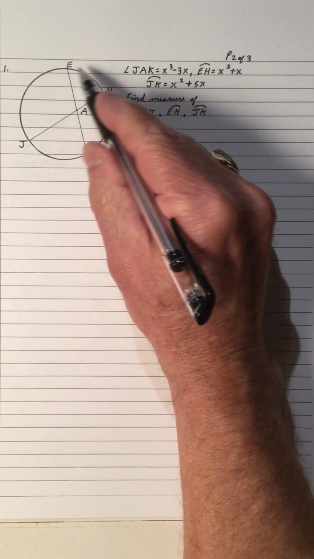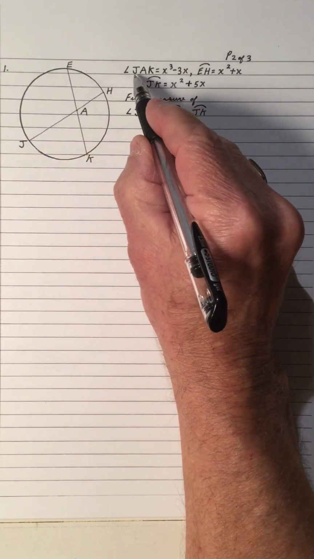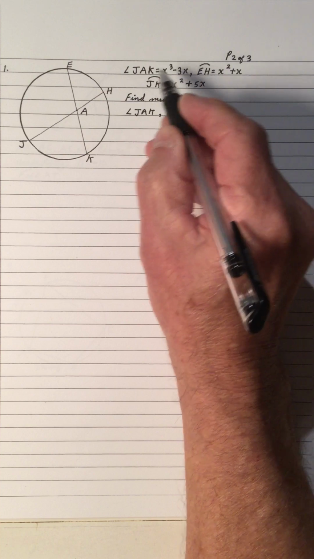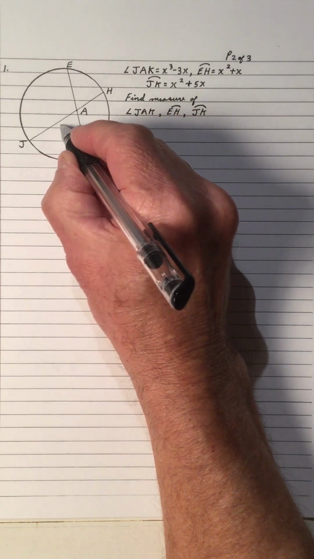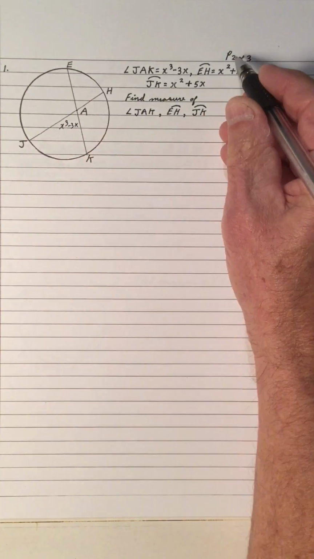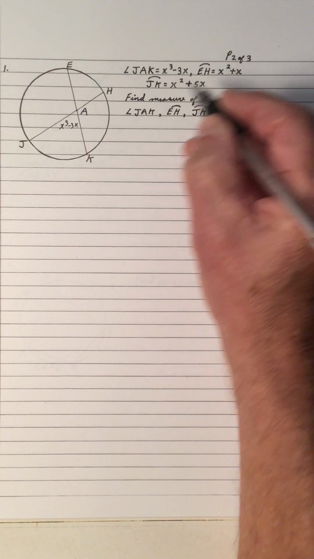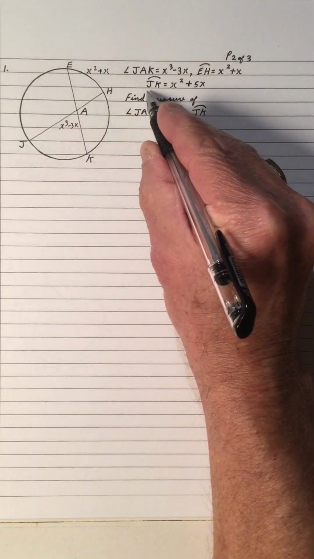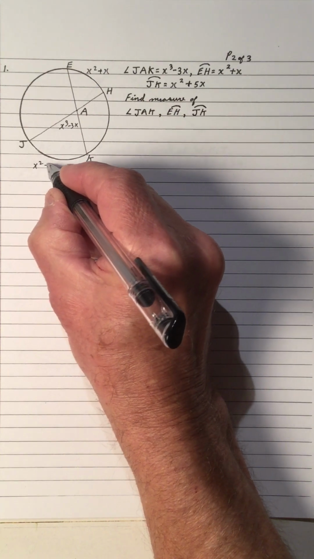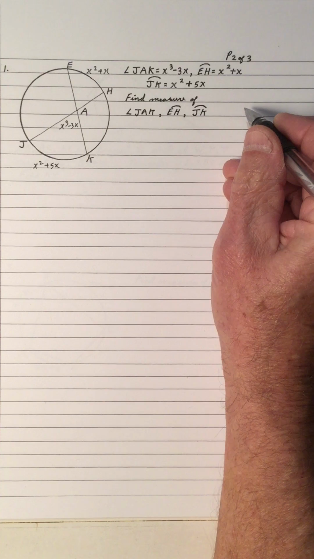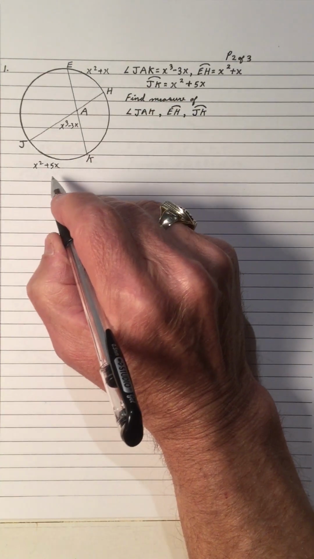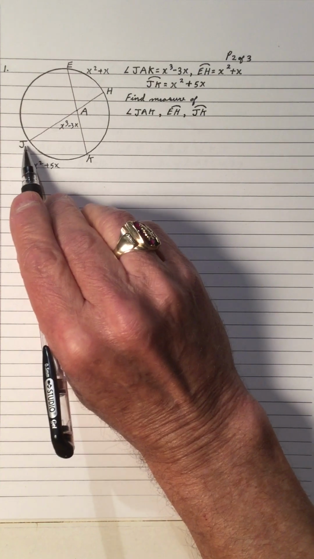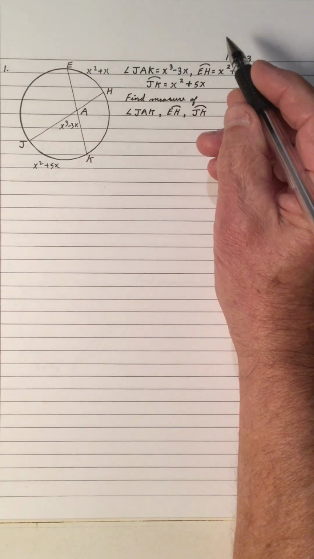Number 1, we have a circle with two chords intersecting at A. It says that angle JAK is x cubed minus 3x. The arc EH is x squared plus x. And the arc JK is x squared plus 5x. So, based on that, two chords intersecting, we want to find the angle JAK, find the arc EH, find the arc KJ, which means we got to find the value of x.